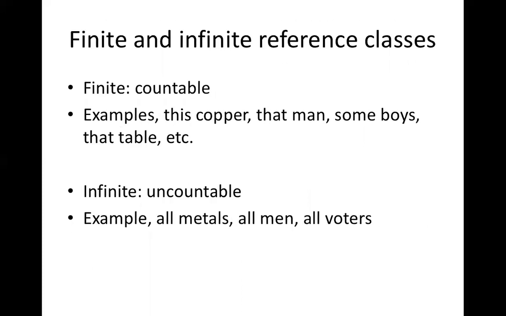Now let's look at another clarification that will help us in this class: the distinction between finite and infinite reference classes. We did this last week, we're just repeating it. So we said the finite reference class is a class of countable items. Examples: this copper, that man, some boys, that table, and so on. And then the infinite reference class is a class of uncountable items. Examples: all metals, all men, all voters, and so on.